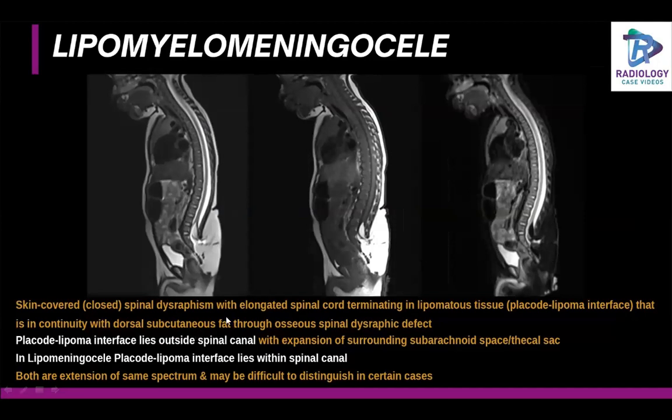This mass is in continuity with the spinal canal, and the spinal cord is also elongated, and there is expansion of the thecal sac. In lipomeningocele, the placode lipoma interface lies within the spinal canal, whereas here you can see that the placode lipoma interface is outside the spinal canal. And sometimes it is very difficult to differentiate both.